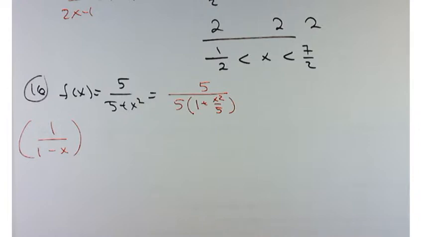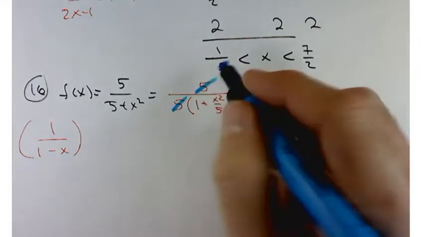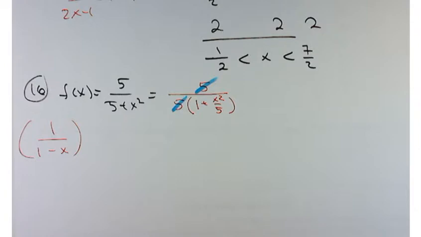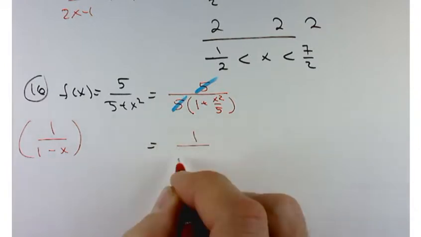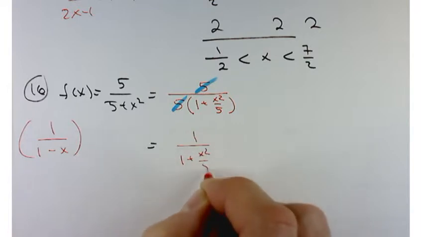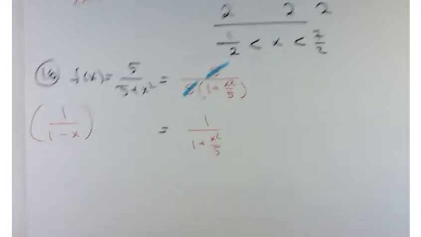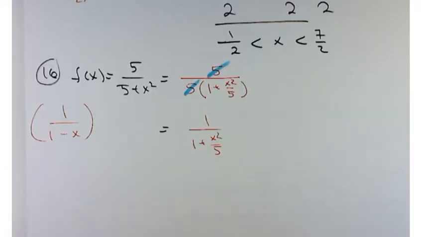That's pretty good. And something else happens that's pretty nice, right? What is it? Yeah, the 5s cancel, right? Those disappear. So now you're left with 1 over (1 plus x squared over 5). We're pretty close. What's the one big thing that I got to take care of?